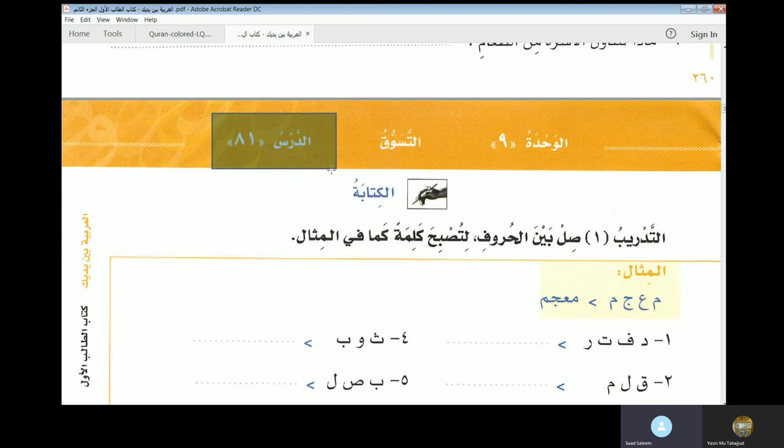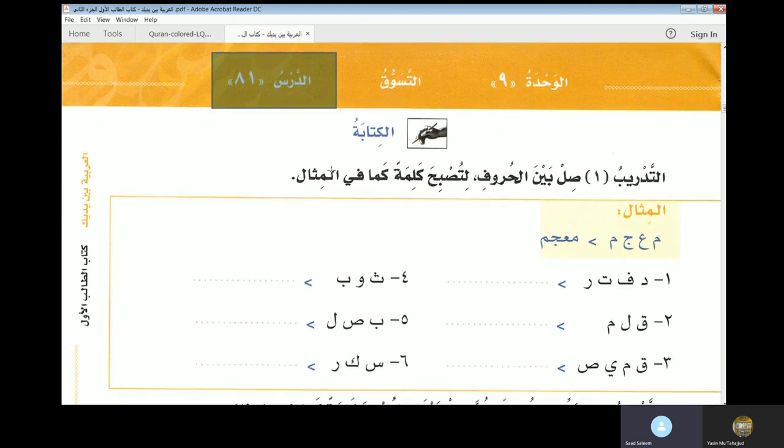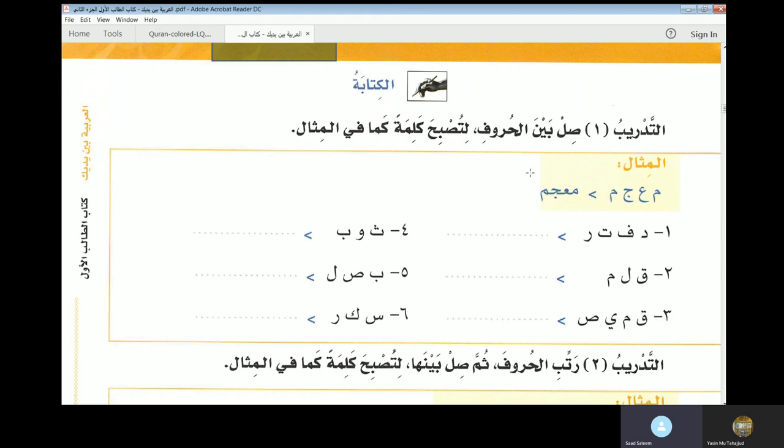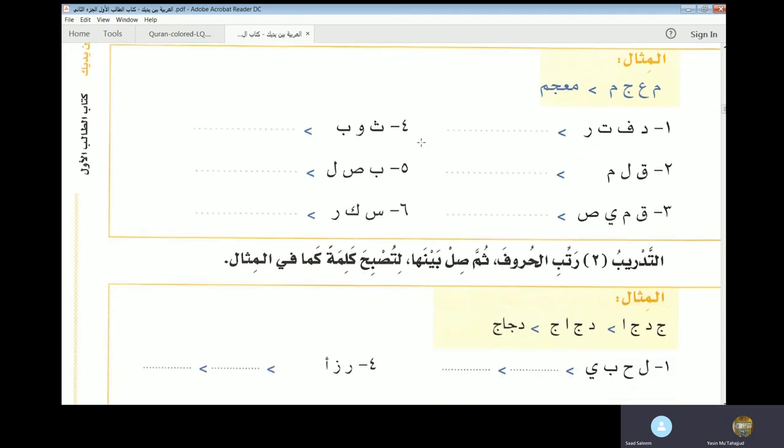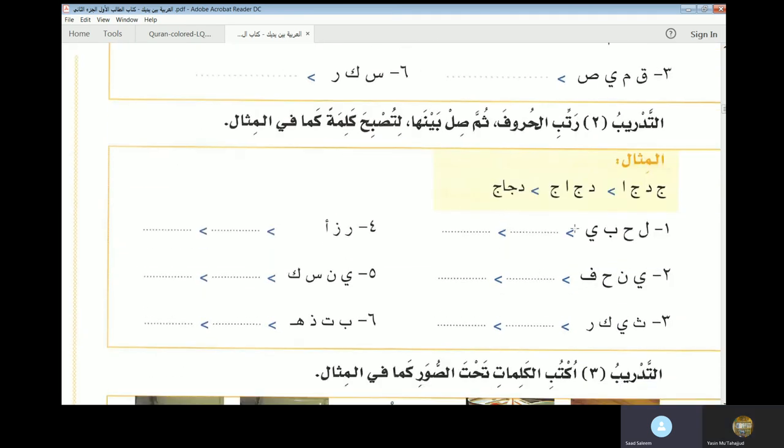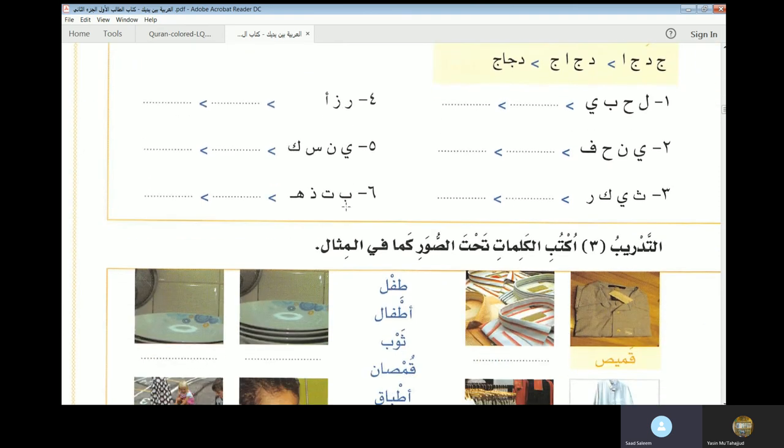Then a new lesson. This is for writing practice. In this question, you will join these alphabets so that they become a word. This is your homework. Again, same thing. First, you will sort these alphabets here. Then you join them so that they become a word. For example, here, Jim, Da, Jim, Alif. We sort these, then we write them here.